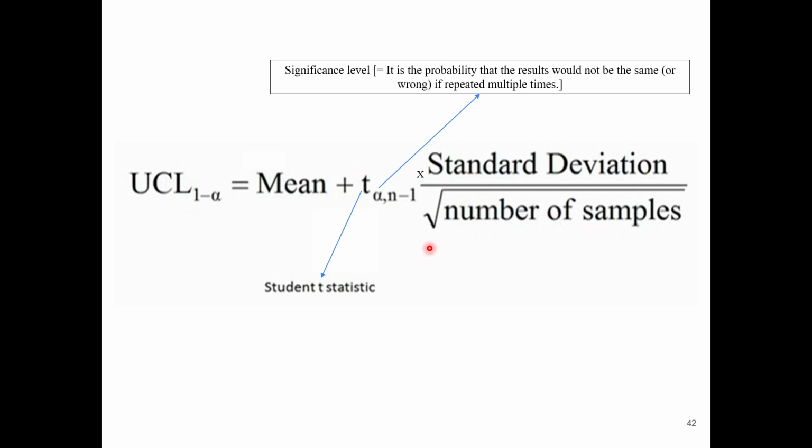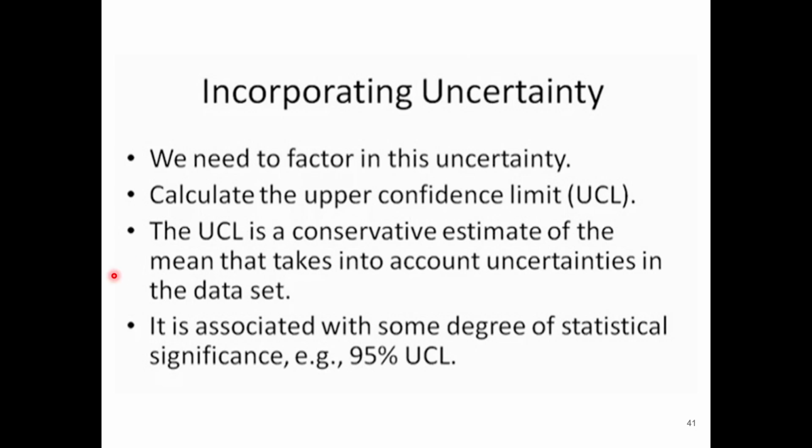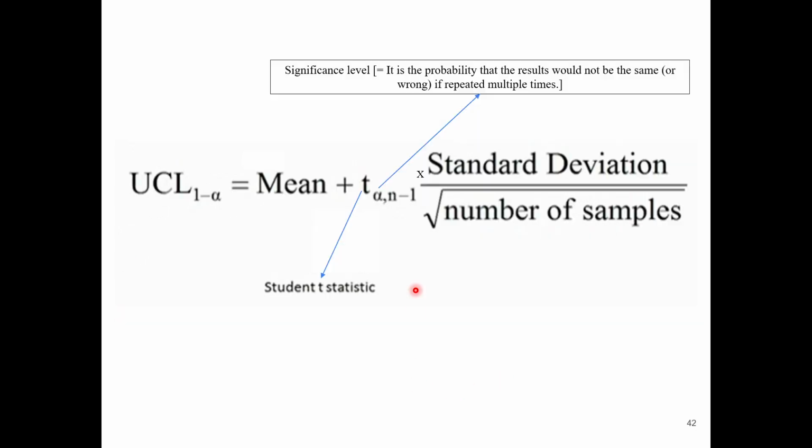If you see here, in this case the alpha is not the confidence limit. If you remember, when we talked about method detection limit, that value was equal to t into s, right? T was the same student t statistic, and s was the standard deviation, but there alpha was basically the confidence level. However, in this case, it is the statistical significance level.